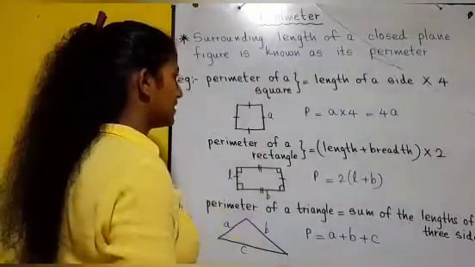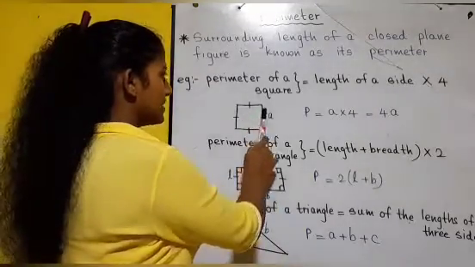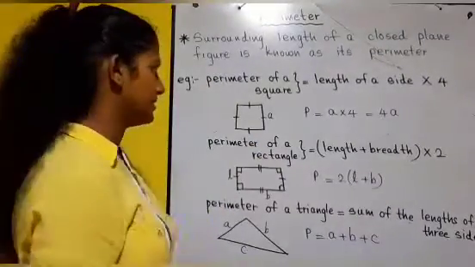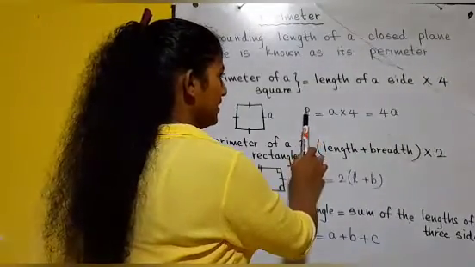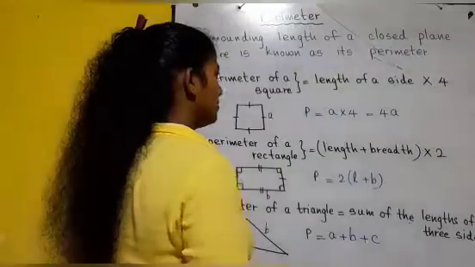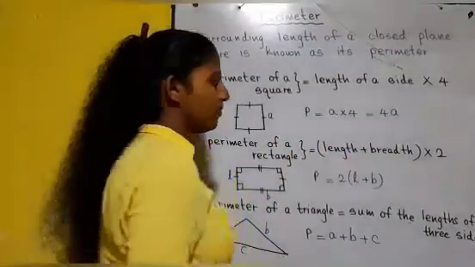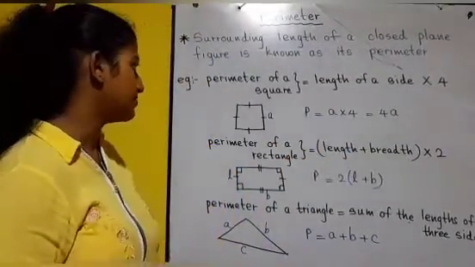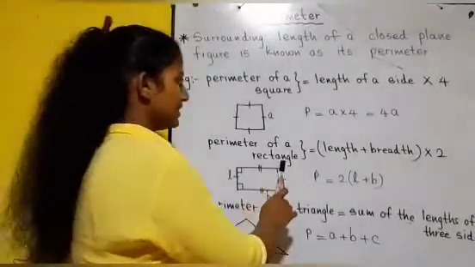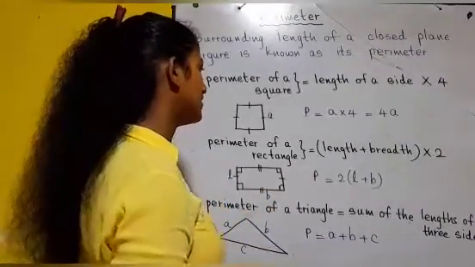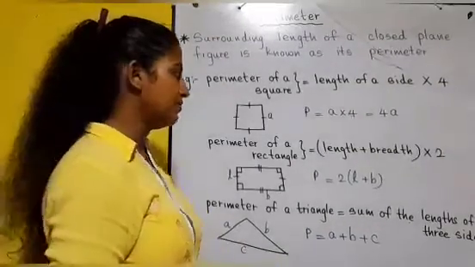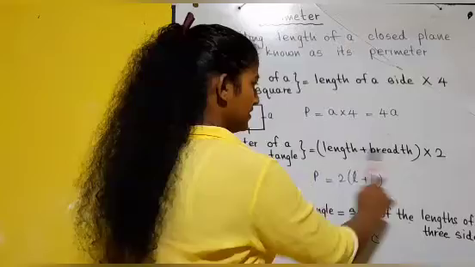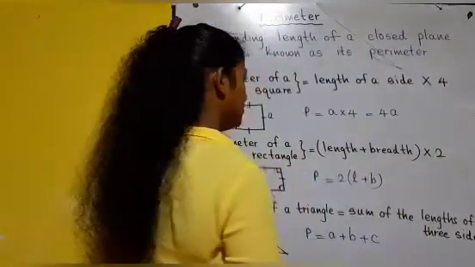Consider this example. In this square, one side is A units. So the perimeter, it can be written as capital P. Perimeter can be found by A multiplied by 4. That is 4A. Then the perimeter of a rectangle, that is equal to 2 times of the addition of length and breadth. Length plus breadth, then it's multiplied by 2.